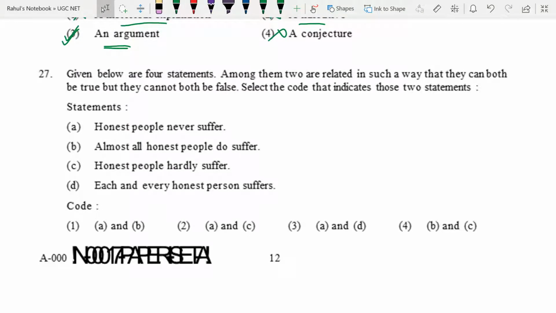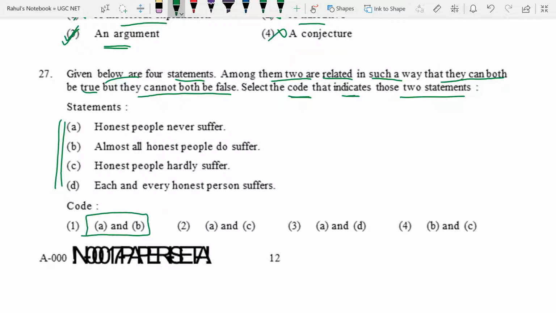The next question is: given below are four statements. Among them, two are related in such a way that they can both be true, but they cannot both be false. Select the code that indicates those two statements. So we need to find here, among these four, which two statements can both be true, but cannot both be false. So let's consider code 1, that is A and B.